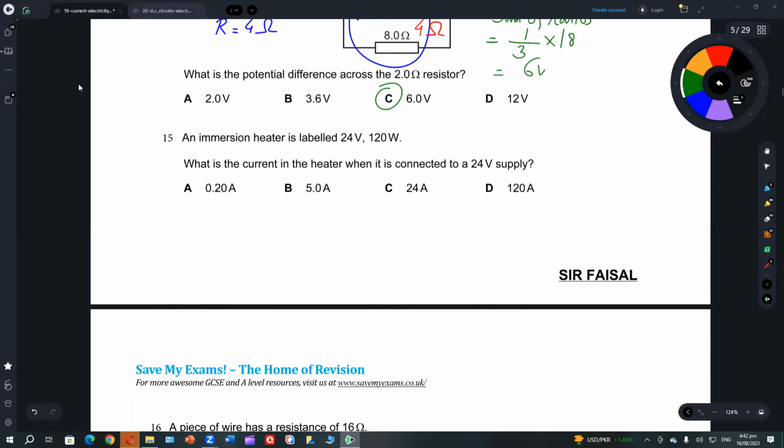An immersion heater is labeled 24 volt, 120 watt. What is the current in the heater? Hamad, you have to do this formula with me. You haven't done it yet, but you can look at it because you know the terms. But it has come in the way, so let's try it. A equals B divided by, 120 divided by 24. Five amperes. B is the answer, I guess. How much is 120 upon 24? Five.